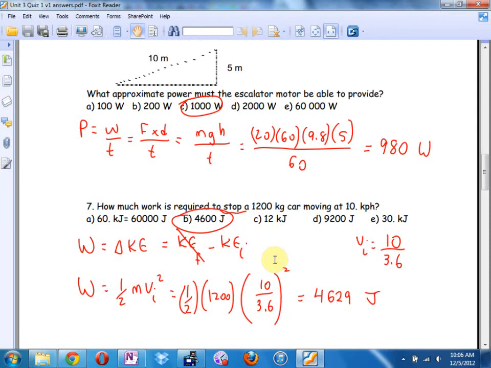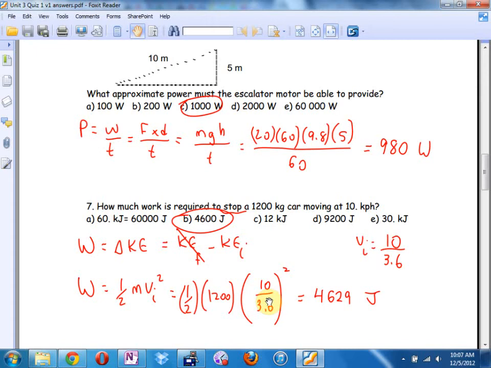How much work is required to stop a car? So work is force times distance. They didn't give me a force or a distance. Work is also the area under a force versus distance graph. They didn't give me a graph. Work is also the change in kinetic plus the change in potential, except I'm assuming this car is on level ground, so no change in potential. Oh, and I had to change the 10 kilometers per hour. I had to divide it by 3.6, and I was lazy, Taylor. I did it right in the equation. What did the work? Which force? What stops the car? Friction.